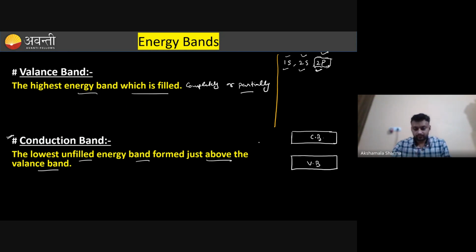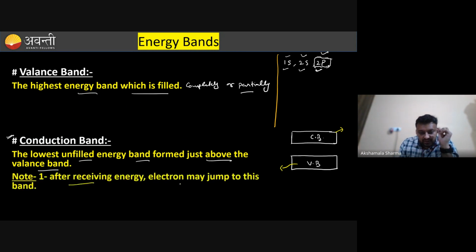Okay. One more thing which is very interesting. Now, I think it is clear to you that in the valence band electrons are already filled and the conduction band is empty. Clear? Now, if you give the atom some energy in the form of heat, in the form of light, or any other form, what will happen? After receiving the energy, the electrons from the valence band may jump to the conduction band. Are you getting my point?